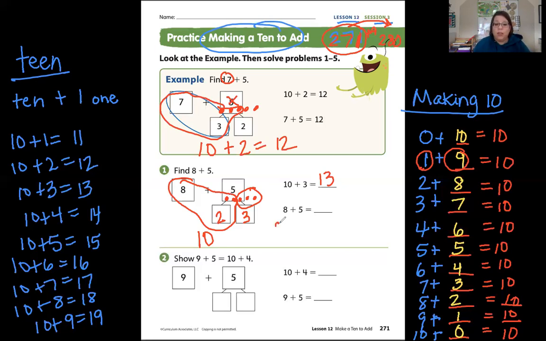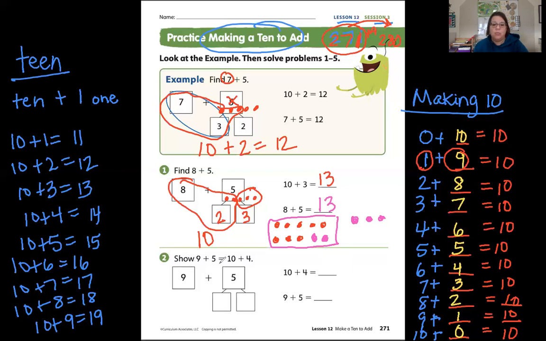We can draw our evidence. 1, 2, 3, 4, 5, new line, 6, 7, 8. And we need to add 5 more. 1, 2, 3, 4, 5. Look at here, we've got 10 and 3 more. Same answer, 13, right?